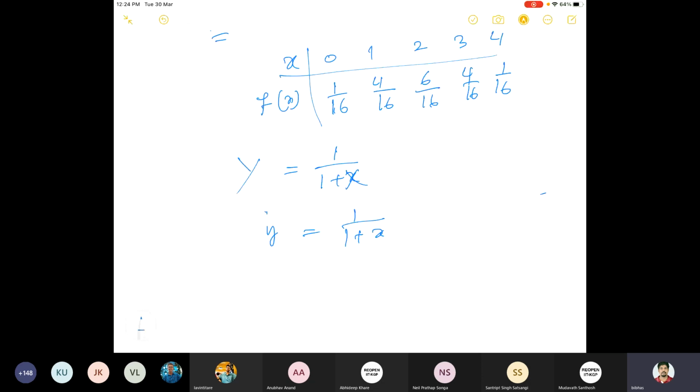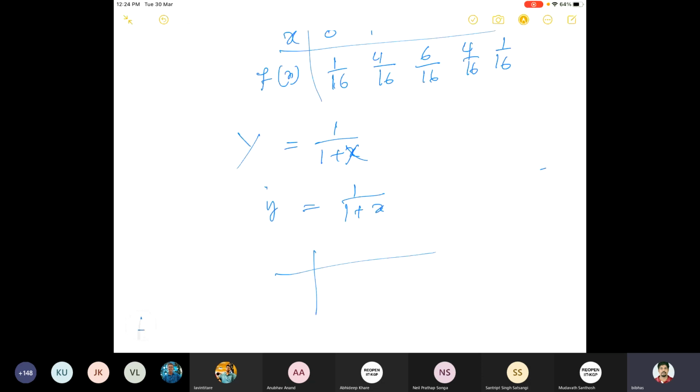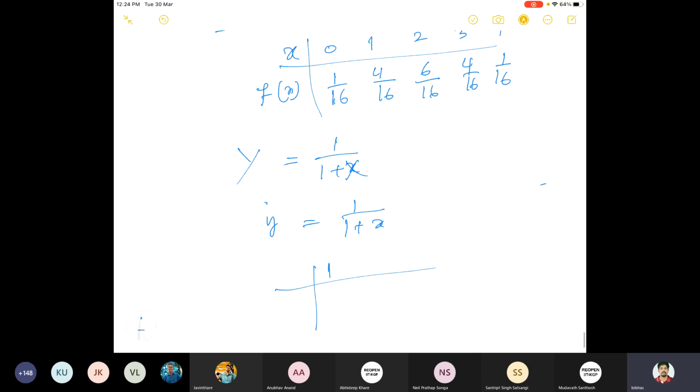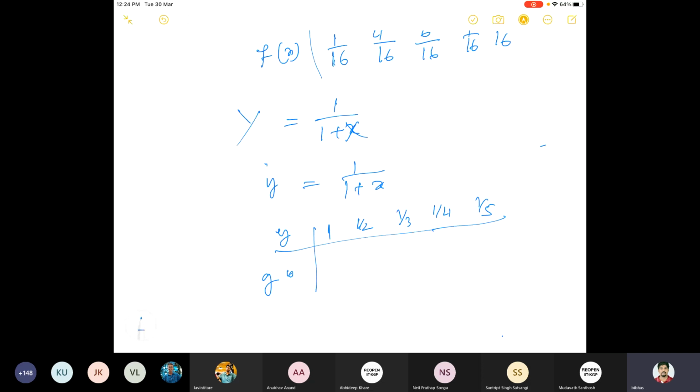So what we want to find is, when x is 0, then y is 1. When x is 1, then y is half. Otherwise 1 by 3, 1 by 4, 1 by 5. So this is y, and I want to find out what g of y is. Now see, since this is a one-to-one correspondence, we can substitute directly into the binomial distribution with n equal to 4 and p equal to half, where x equals 1 by y minus 1.